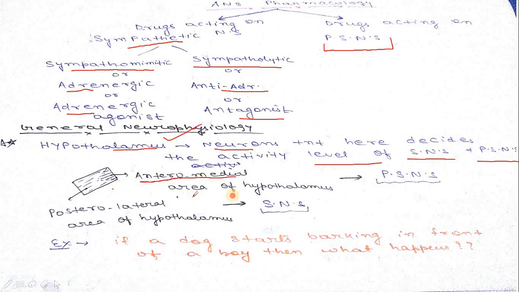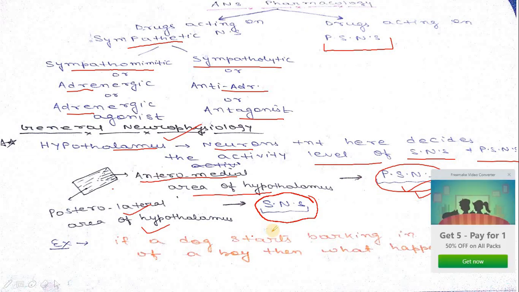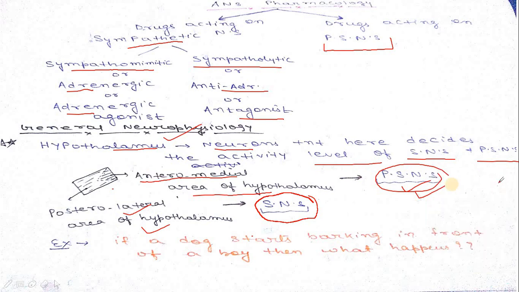The anteromedial area of the hypothalamus basically decides the activity of the parasympathetic nervous system, and the posterolateral area of the hypothalamus decides the activity of the sympathetic nervous system. So this is the basic control of the sympathetic and parasympathetic areas. Clear? Now we will take an example. Suppose a dog starts barking in front of a boy, what happens to that boy? That is the point we are going to discuss.